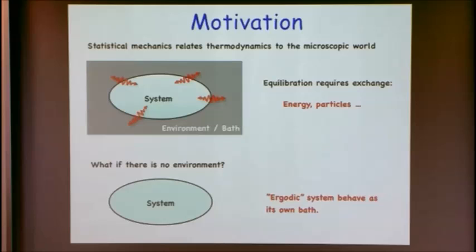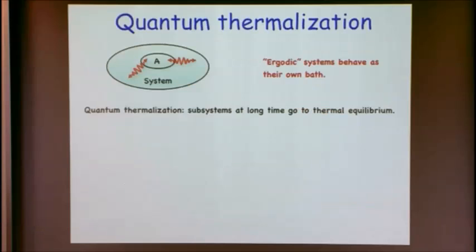So what does it mean for this system to behave as its own heat bath? Well, the idea is that a quantum system thermalizes, or the notion of thermalization is that subsystems, finite subsystems of this larger system, will go to thermal equilibrium at long times. Okay? That's how you can define a notion of thermalization despite having unitary dynamics for a system as a whole. Okay? So let me unpack that a little bit.